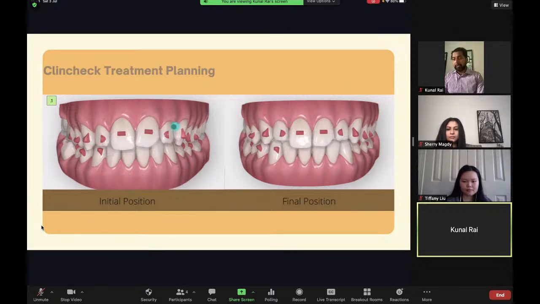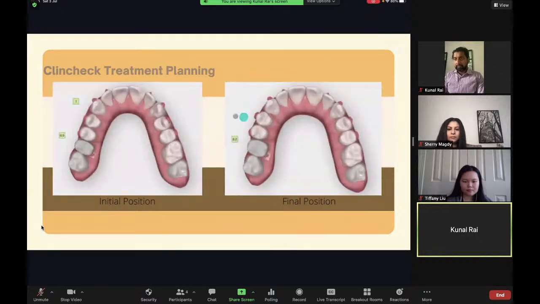So they are all in line now. The crossover there has been resolved. I'll show you from a different angle.